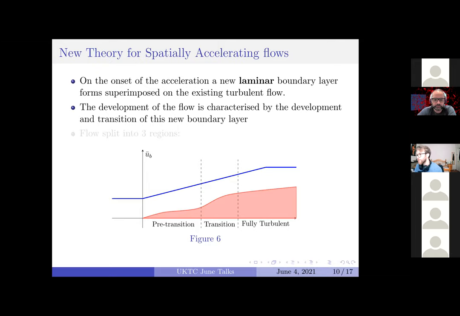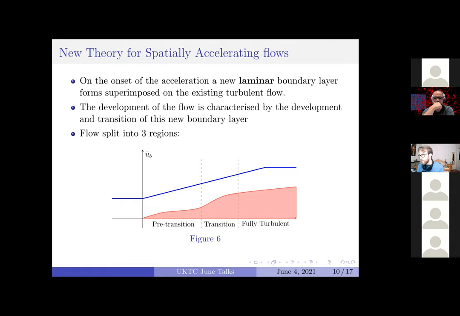Similar to the development of bypass transition, the flow can be characterized into three broad regions that we have labeled pre-transition, transition, and then fully turbulent. In the pre-transition phase, you're getting the strengthening, the amplification of those near wall streaky structures. When you start to get the breaking down of the flow, you enter the transition section. And then you end up in the fully turbulent section once all those spots have grown and merged together and the whole wall surface that you saw in the previous slide is covered in those new turbulent structures.